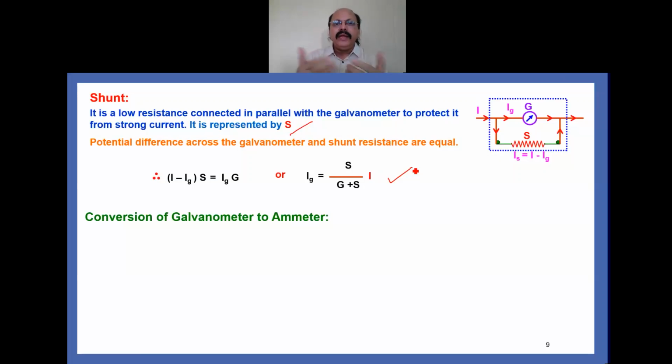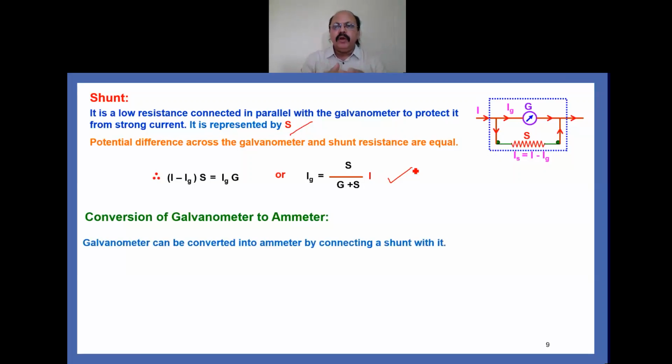Now, how can we convert a galvanometer into an ammeter? For converting the galvanometer into an ammeter, we have to connect a shunt with the galvanometer. So we say that a galvanometer can be converted into an ammeter by connecting a shunt with it. Then that conversion gives you an ammeter.